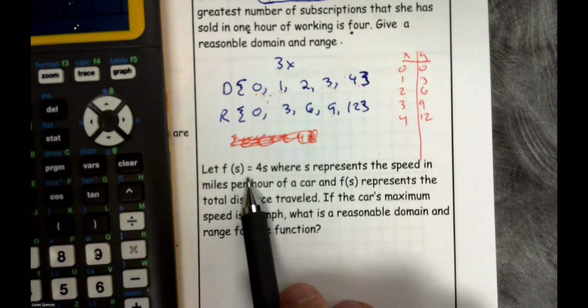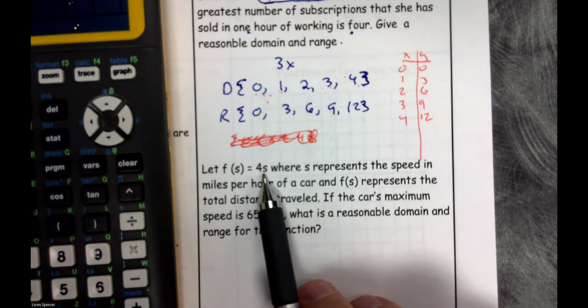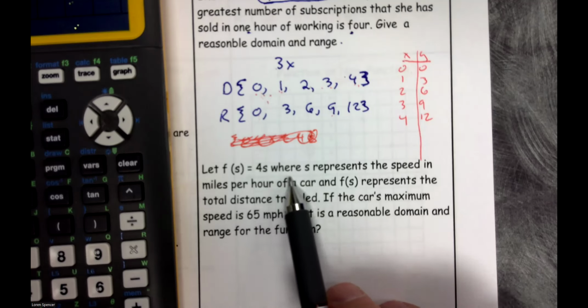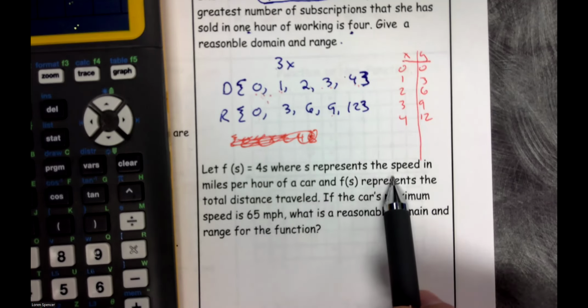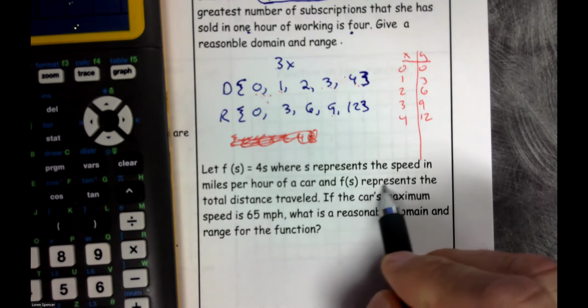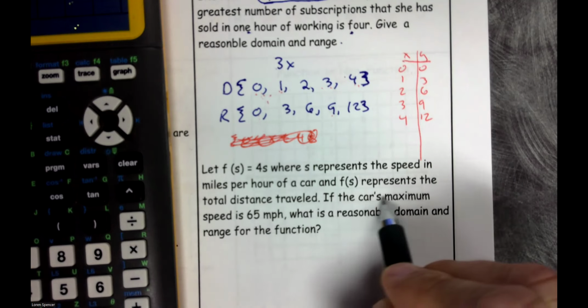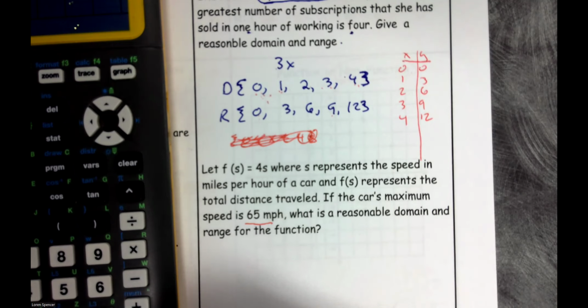All right, let function f of s equal 4s, where s represents the speed in miles per hour. Well, speed is continuous. All right, so that means I'm going to have to use inequalities. A car and f of s represents the total distance traveled. If the car's maximum speed is 65 miles an hour, what's a reasonable domain for the function?